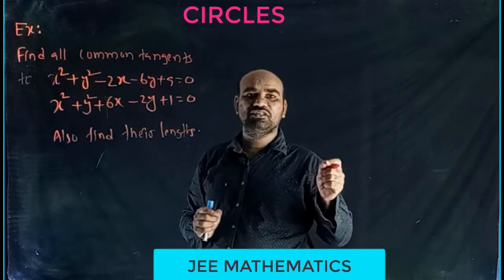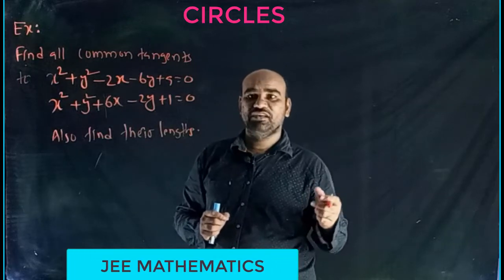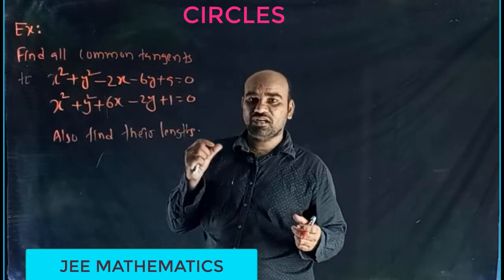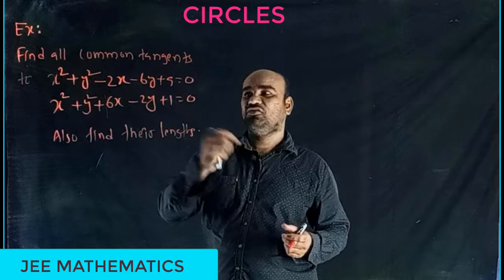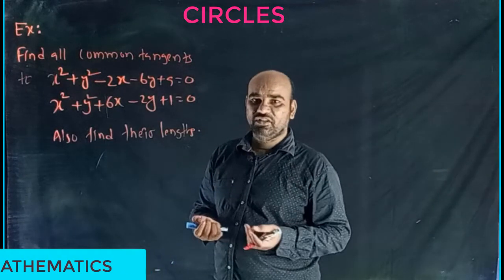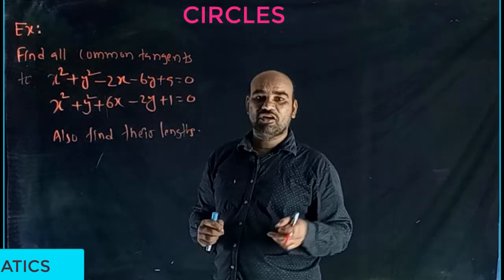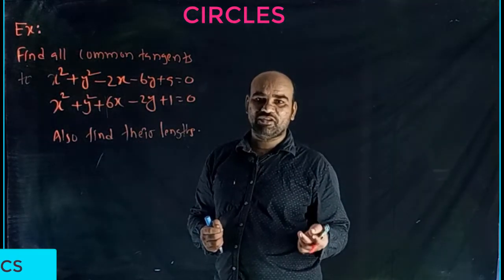Then we already have 5 possibilities, and any one of them holds. By using that condition, you can decide how many tangents exist. After that, we want to find their equations. After that, also find their lengths: the length of the direct common tangent and the length of the indirect common tangent.